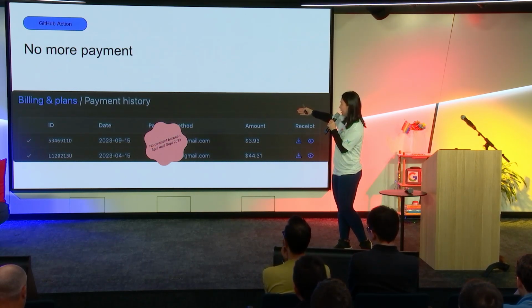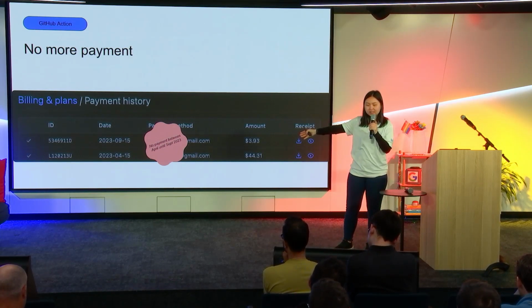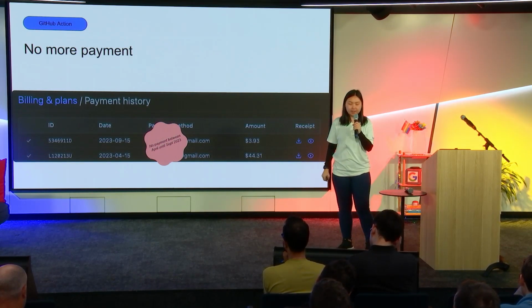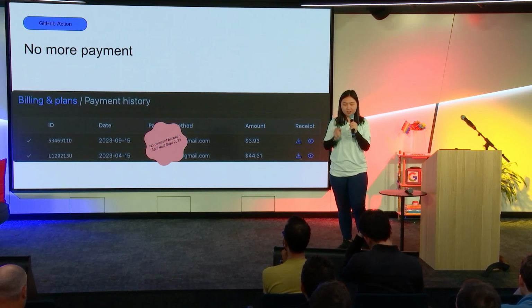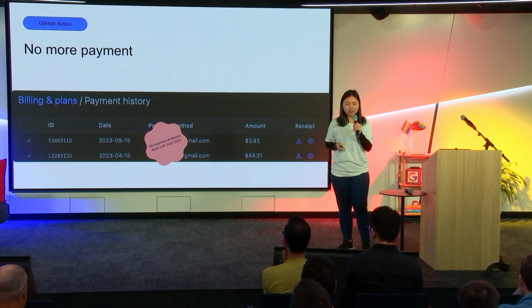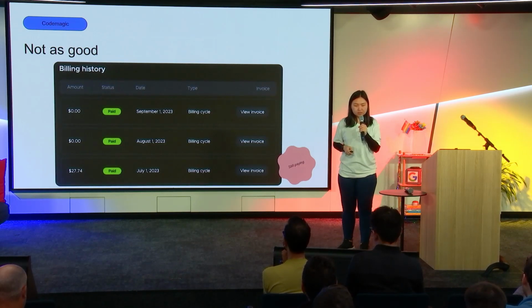ta-da! The last payment is on the 15th of April. That is $44.31. And the most recent payment is on the 15th of September. That is because I started the new project with all the settings for GitHub Actions again. But then all the extra money is only $3.94. $3.93, yeah. That's quite good.